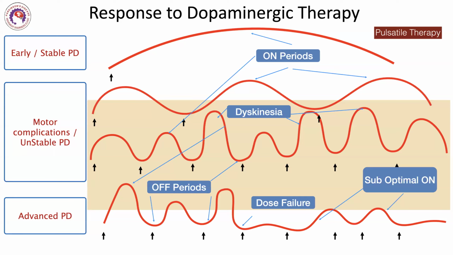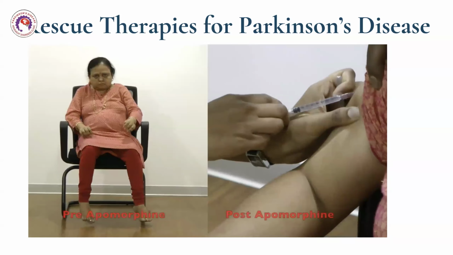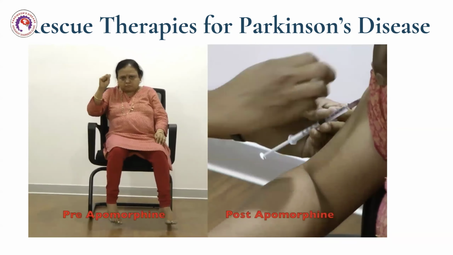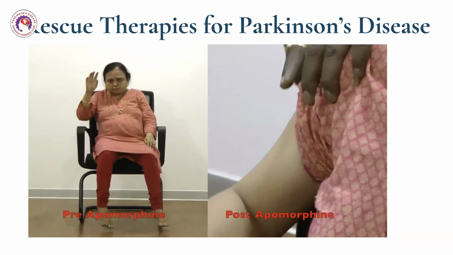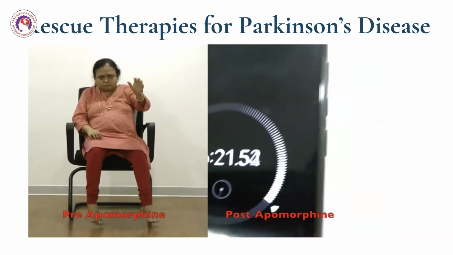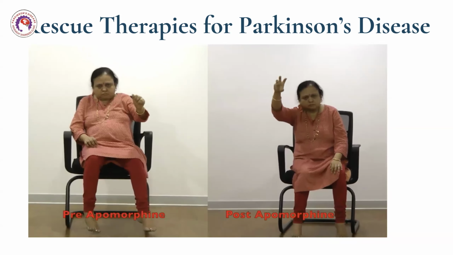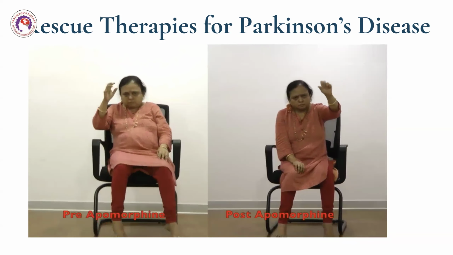So when we come to these phases, the motor complications and stable phases for medication, we need to have something extra to be done. That is where we have these rescue therapies, where people with Parkinson's disease, when medications are not kicking in the way they should, rescue therapies in the form of injections are available. You take it and within a few minutes, a person who is almost not able to move, not able to get up, with severe stiffness and slowness, quickly becomes better.